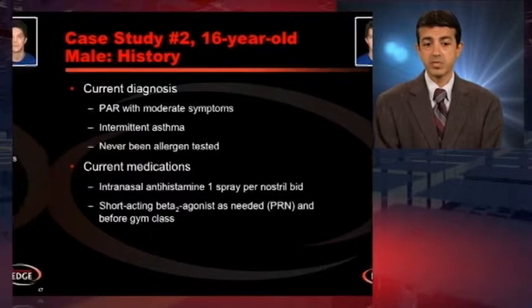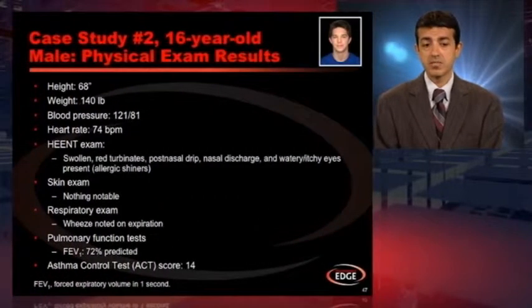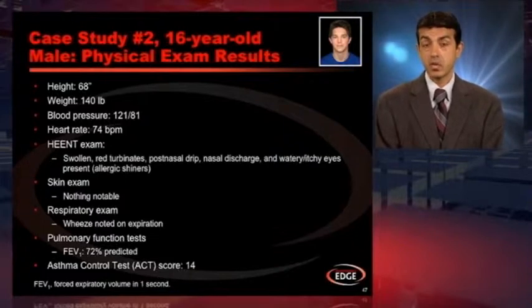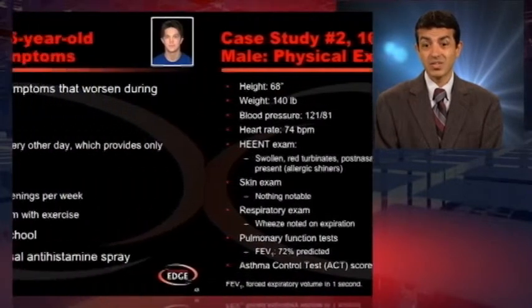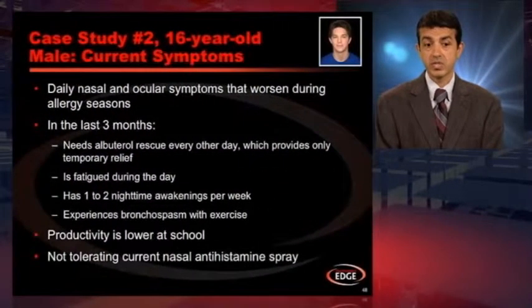Physical exam: blood pressure's fine, HENT exam shows swollen red turbinates, postnasal drip, nasal discharge, watery itchy eyes, and allergic shiners. Skin exam was unremarkable. However, on respiratory exam, patient had wheezing on expiration. The asthma control test, or ACT, revealed a score of 14. The patient also had daily nasal and ocular symptoms that worsened during allergy season.